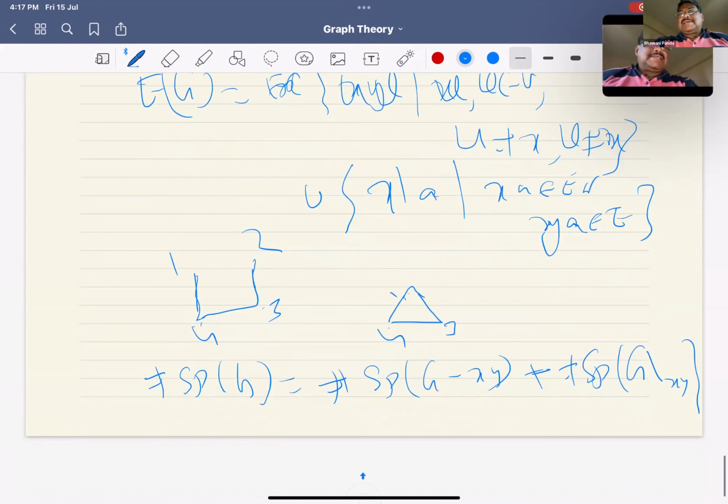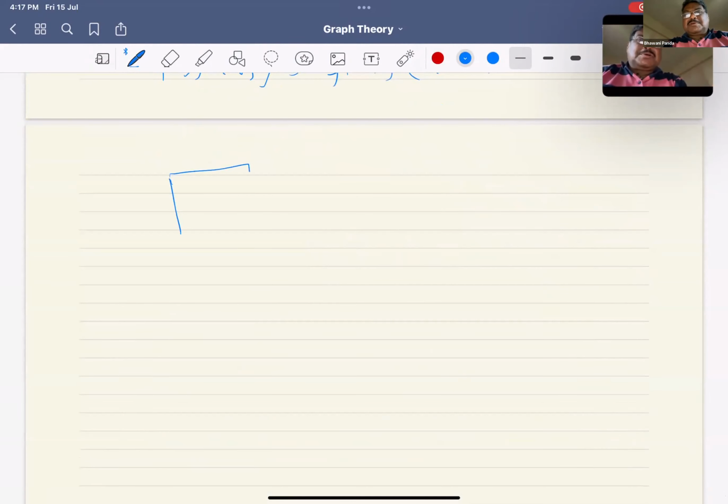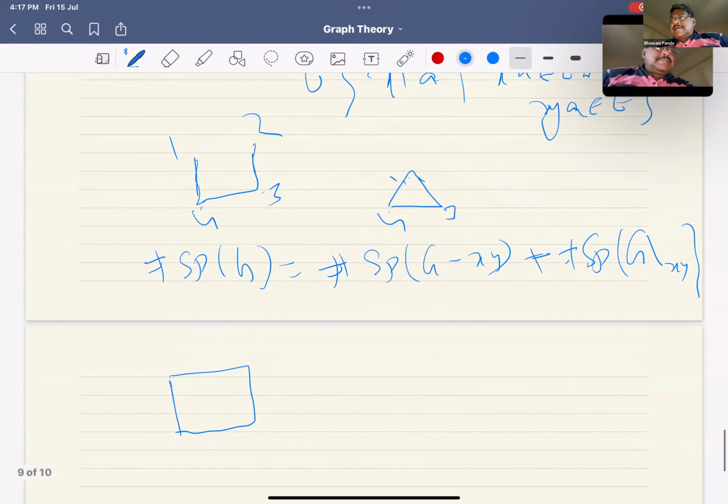So let us take a simple example of how to find it. What is the last term? After contracting the edge XY, whatever graph you get, you add the number of spanning trees of that, because these are the spanning trees of G which contain XY, and these are the spanning trees of G which do not contain XY. So it is the number of spanning trees of G minus XY plus the number of spanning trees of G contraction XY. Okay, right.